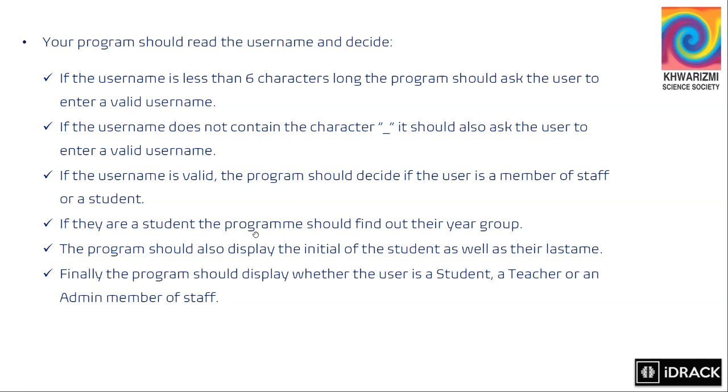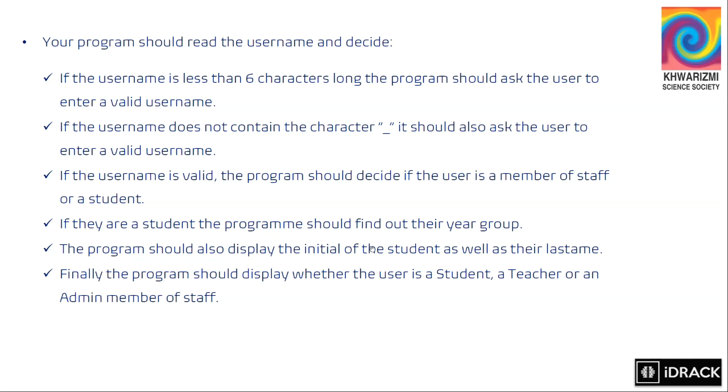If they are a student, the program should find out their year group. Now, if you find out that the user entered as a username belongs to a student, you want to find out what their year is, okay? What their year group is. So again, it's going to be the first 2 digits. Could be year 7, could be year 11, could be year 3, could be year 5, okay?